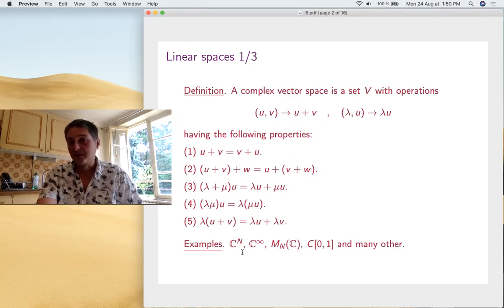What are the examples? Cn, of course, C to the infinity. I mean, you can take also infinite sequences and all this will work, of course. The usual matrices too. I mean, you see you have sum and multiplication by scalars, so all this will work too. And also many spaces of functions, which are infinite dimensional, like the continuous functions on [0, 1], right? This is something that you know, sum of continuous is continuous, multiplied by a scalar stays continuous, and all these formulas are just clear.